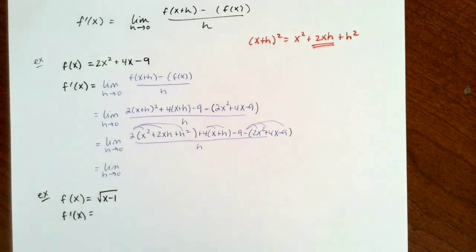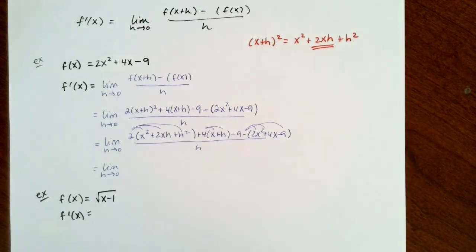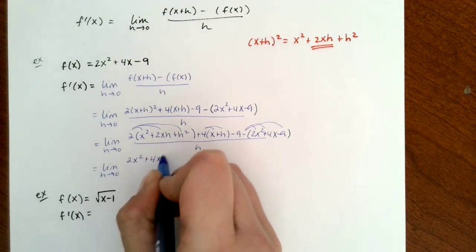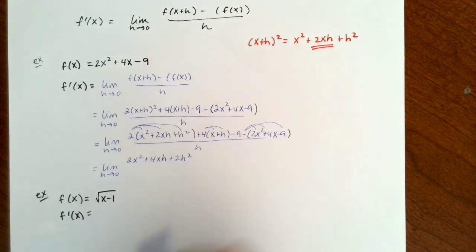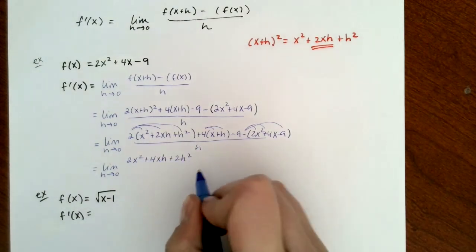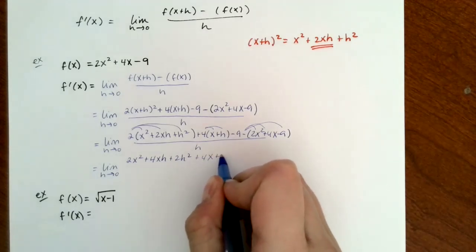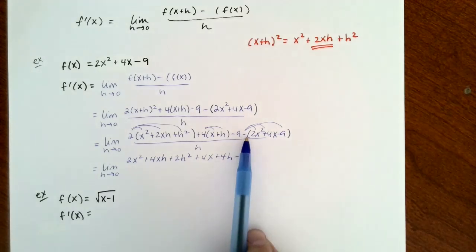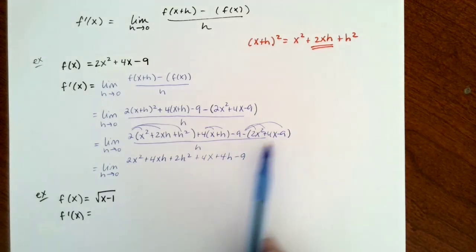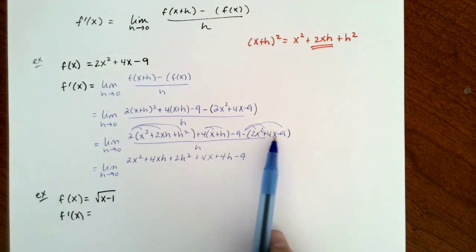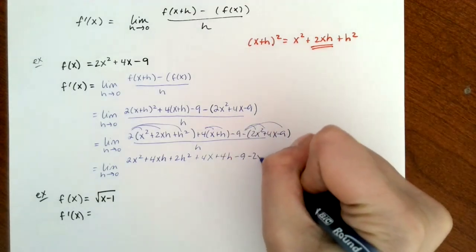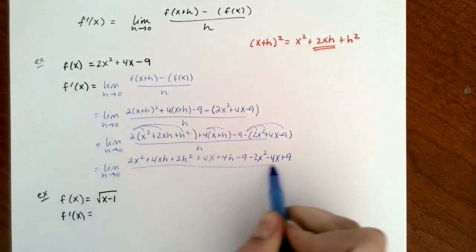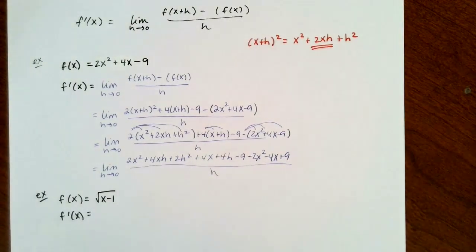And it's going to look really bad for a minute, but then that's when things will start to cancel and combine. So I have 2x squared plus 4xh plus 2h squared. And then when I distribute the 4, I get 4x and 4h. And then this minus sign distributing in is just going to flip the sign of all of these. So this will go to minus, minus, plus. Minus 2x squared minus 4x plus 9, all balancing on top of this little h.